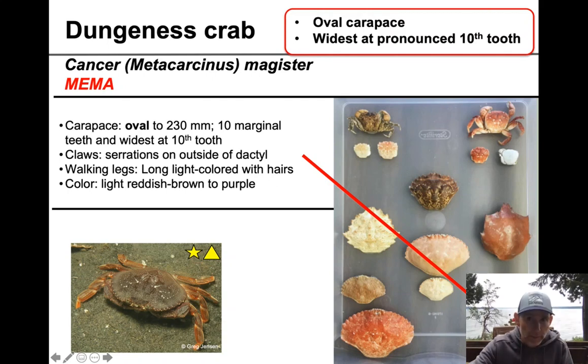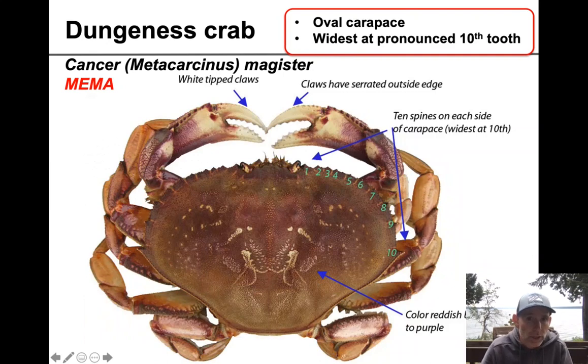They have an oval carapace, and they're whitest at the 10th carapace tooth, or marginal tooth. Here it is in close-up. You can count up those marginal teeth outside the eye orbit, and you'll see that there are 10 teeth, and it is whitest at the 10th tooth. They have hairy walking legs, and they also have very interesting claws. The claws in this case have serrations along the upper margin, and that's kind of important as we move forward to differentiate it from another native crab.